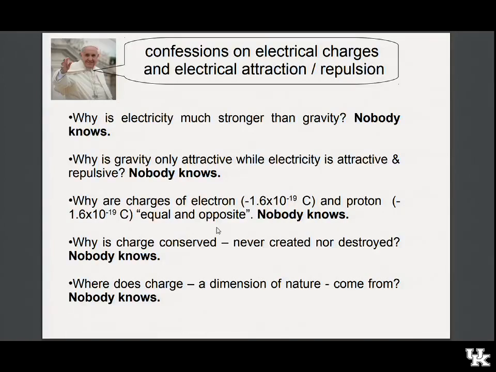I've mentioned that electricity has attraction and repulsion. Gravity only has attraction. We've no clue whatsoever why that is. It's such a basic thing about electricity versus gravity, and yet we have no clue why it is. So that's an unsolved puzzle. I also mentioned that the electron and the proton have equal-sized, opposite-sign charges. Nobody has any clue whatsoever why that is. It's a complete mystery.